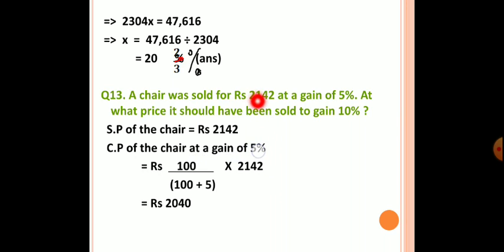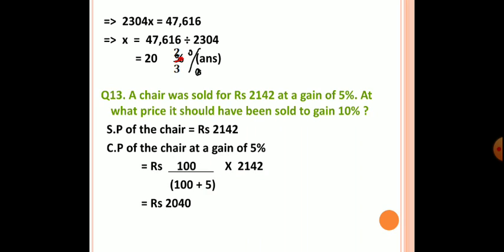Now moving on to question number 13. A chair was sold for rupees 2142 at a gain of 5%. At what price should it have been sold to gain 10%? So selling price is given, gain percent is given. First let us find out the cost price. So cost price of the chair at a gain of 5% is 100 divided by (100 plus 5) into 2142. By solving this, we get that the cost price of the chair is rupees 2040.